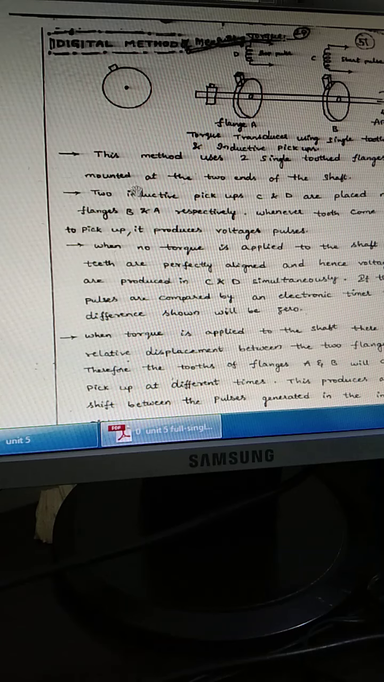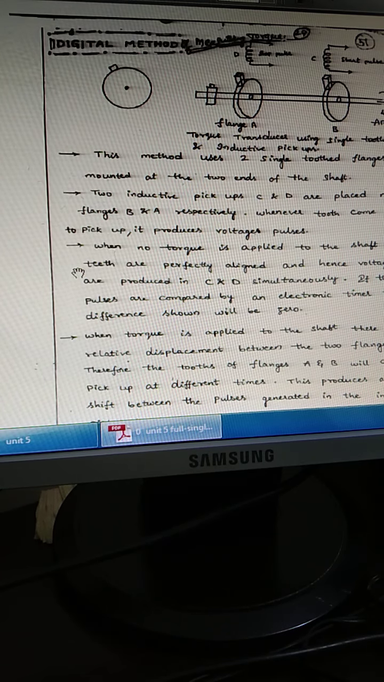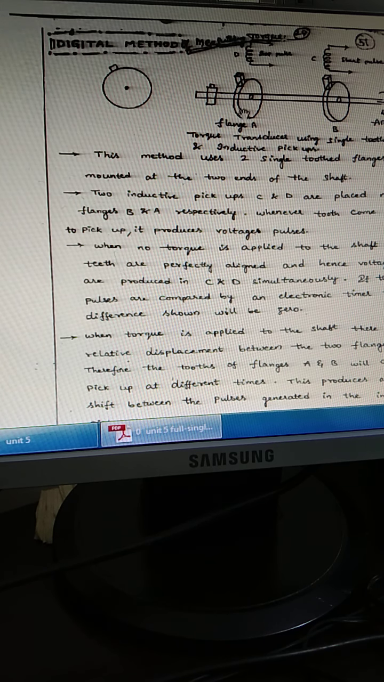Then coming to digital methods of measuring torque, here we will use two flanges. This is one flange, flange A, and this is flange B.